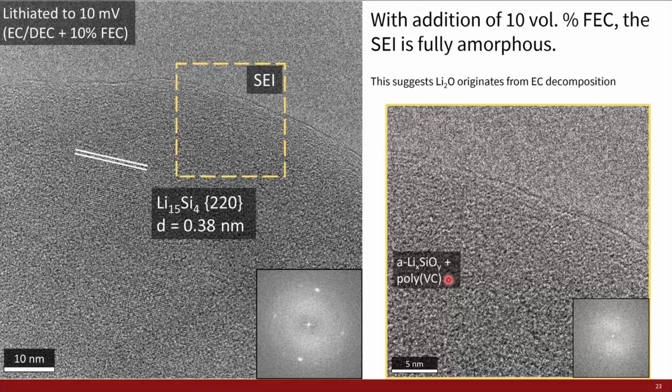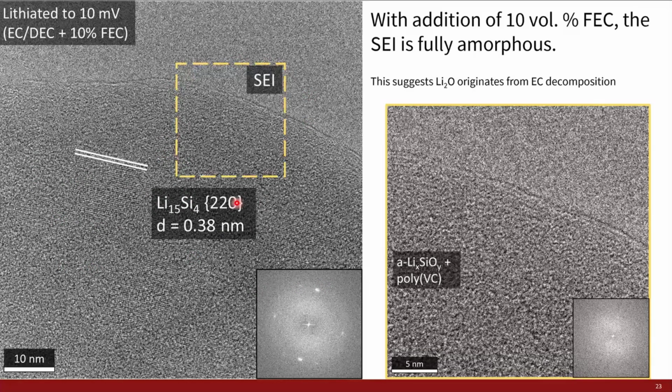So these images here are of the silicon nanowire TEM grid sample lithiated in an FEC-containing electrolyte. So that's the same EC/DEC with 10 volume percent FEC. The silicon lithiates similarly. We still get this crystalline Li15Si4 phase coming out in the silicon nanowire core. But then looking at the SEI, we can immediately see a difference.